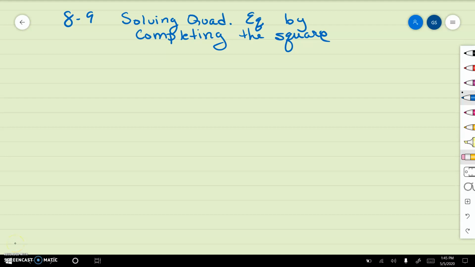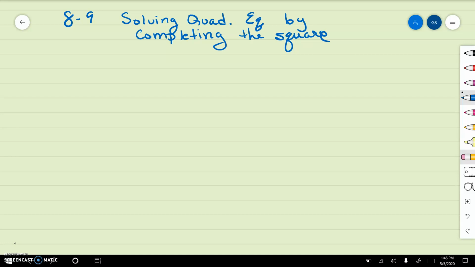Hi everybody, today we're going to do lesson 8-9, solving quadratic equations by completing the square. So we have learned how to solve quadratic equations by factoring, where we factor and then we set each factor equal to 0. We have learned how to solve quadratic equations by taking the square root. Well, this is the third way we're going to solve quadratic equations.